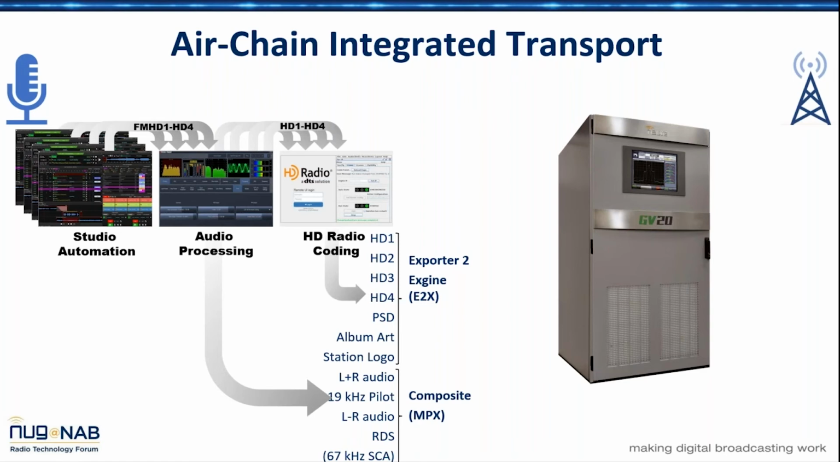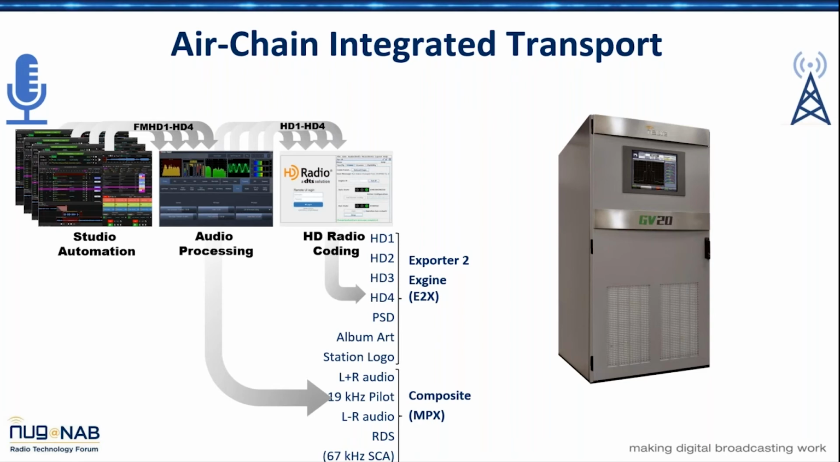So all of the HD services are in it. But even composite MPX, you're probably familiar with that for the FM. It's very comparable to this E2X stream, the exporter to exciter stream. It's a parallel to the analog stream, and it contains, of course, your left plus right, your pilot, left minus right, RDS, and potentially an SCA. I've put that in brackets right now. We don't have the SCA implemented today, but we can show all of these other components there today.